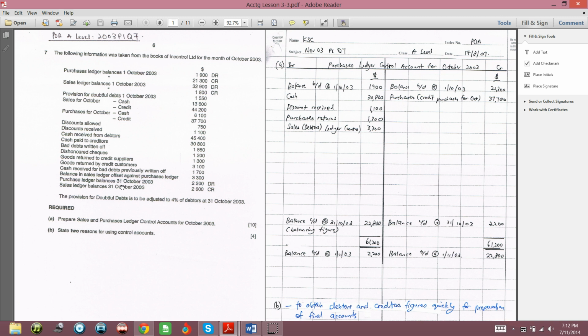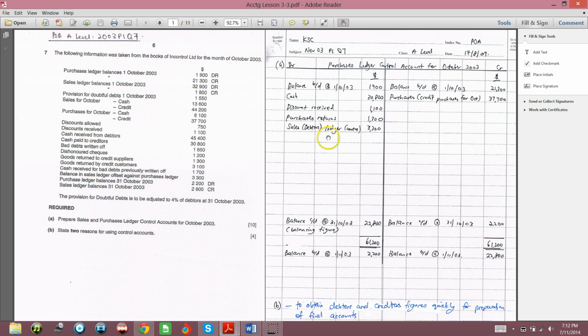Okay, so you sell char kway teow, and I sell nasi lemak. You eat my nasi lemak for $5, I eat your char kway teow for $3. So the $3 is offset, and you just pay me $2. So that deletes what you owe me and what I owe you. In the creditors ledger, we just offset this amount. Balance offset, so we offset this 3003. That makes our creditors smaller, and also makes our debtors control account smaller. Both the creditor and debtor control accounts become smaller.